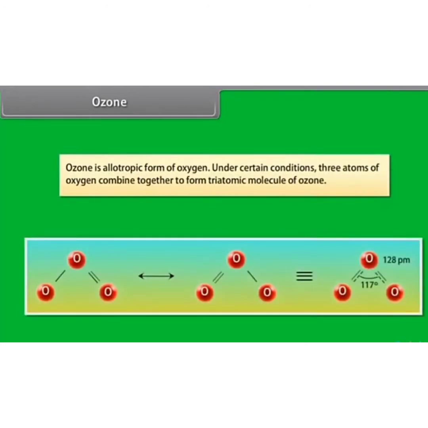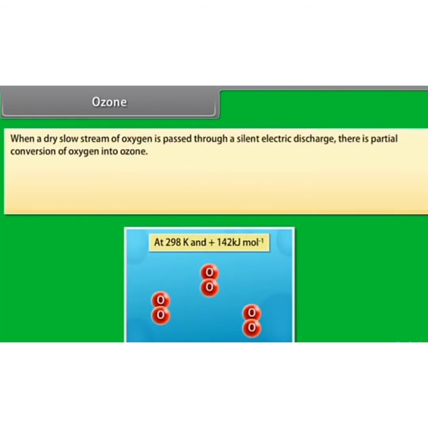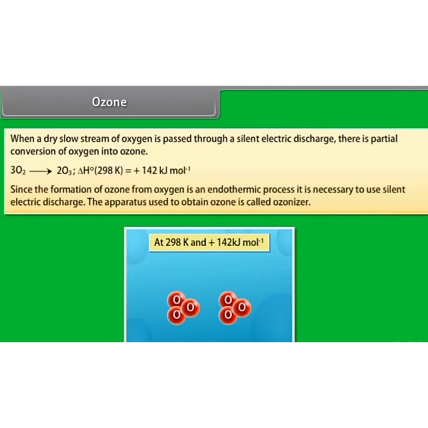Ozone is an allotropic form of oxygen. Under certain conditions, 3 atoms of oxygen combine together to form a triatomic molecule of ozone. When a dry, slow stream of oxygen is passed through a silent electric discharge, there is partial conversion of oxygen into ozone. Since the formation of ozone from oxygen is an endothermic process, it is necessary to use silent electric discharge. The apparatus used to obtain ozone is called an ozonizer.